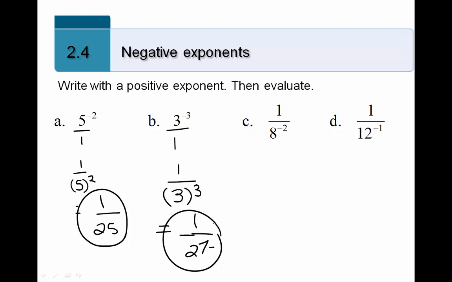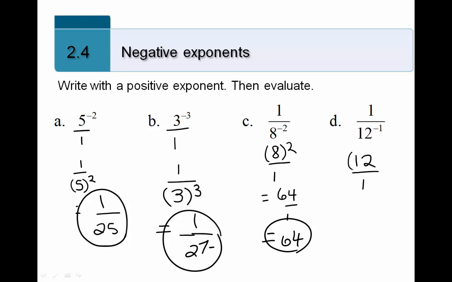1 over 8 to the negative second. The reciprocal of 1 over 8 is 8 over 1. That forces the 8 to the numerator, making your exponent positive. 8 squared is 64, but 64 over 1, we'll just write it as 64. 1 over 12 to the negative 1, the reciprocal of 1 over 12 is 12 over 1. Makes your exponent positive. So we have 12 over 1, which is equal to 12.